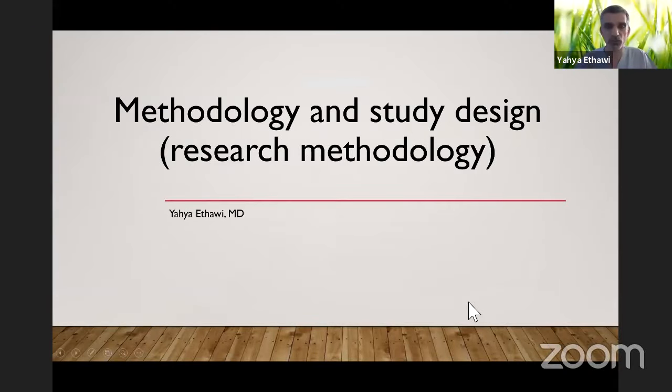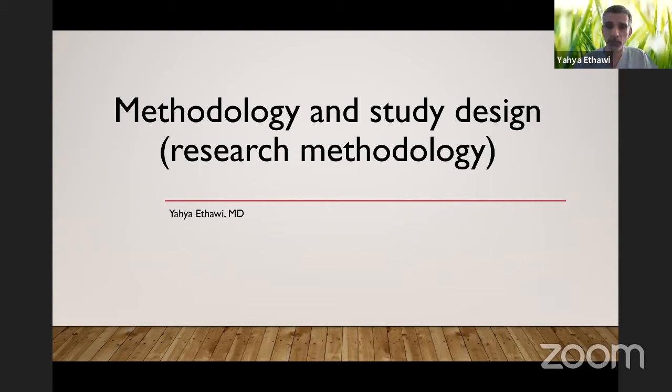I'm a consultant neonatologist and I'm a research advocate. And today is the fifth session of a series of sessions about research. We started with generating a research question and then reading an article efficiently and timely. And then we tested our hypothesis.